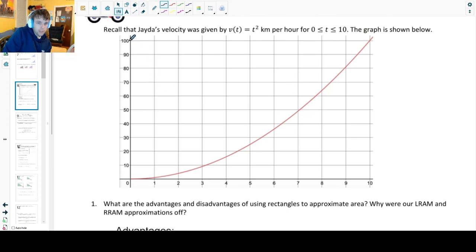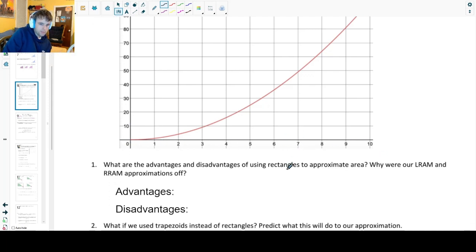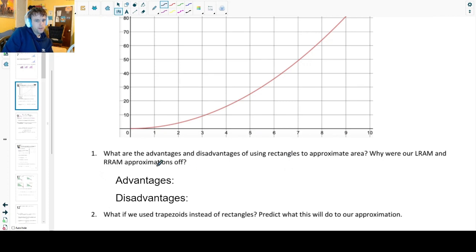So again, this is Jada's velocity given by the function v of t equals t squared, looking from 0 to 10 hours. And again, we approximated this. So question number 1: what are the advantages and disadvantages of using rectangles to approximate area? What are the advantages? What are the disadvantages?